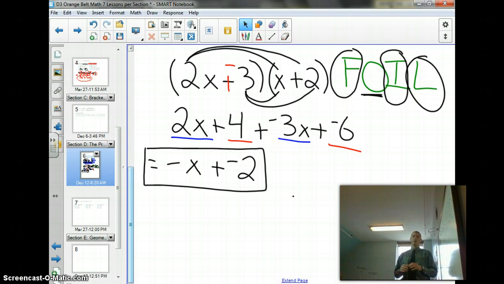Other than that, there's going to be no homework over the long weekend. You are working towards checkpoint 9 in the orange belt. Now, a lot of us aren't going to get there, but that's okay.